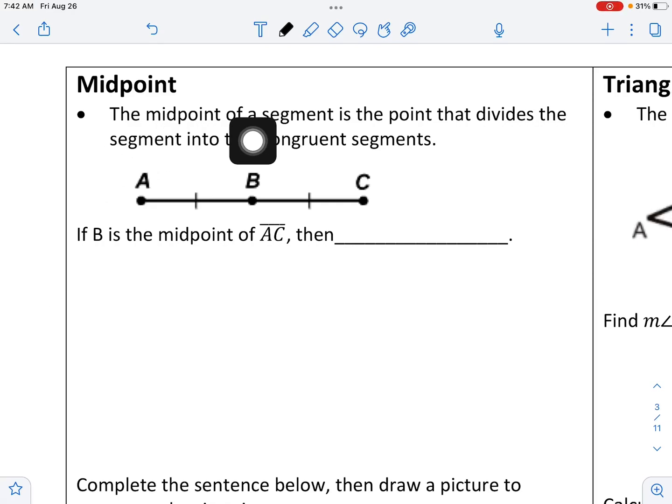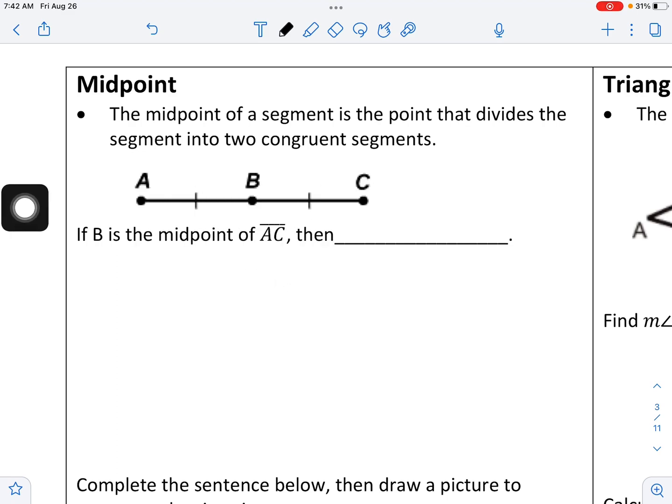The midpoint of a segment is the point that divides the segment into two congruent segments. So, not unlike a bisector, we put a point exactly in the middle of a segment, and I end up with two congruent parts. So if B is the midpoint of AC, then the two parts formed are congruent.